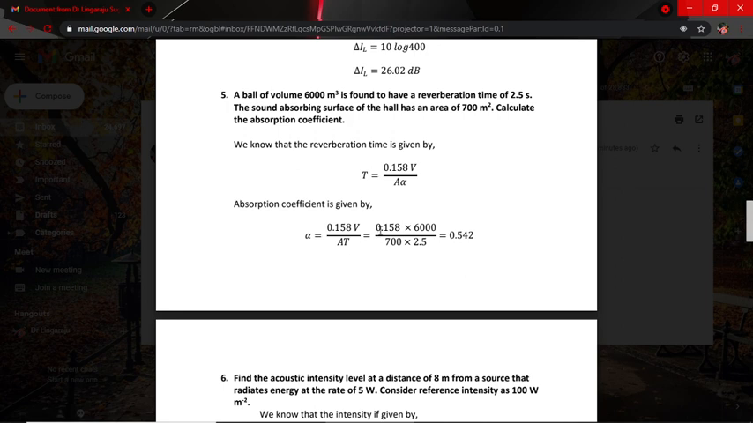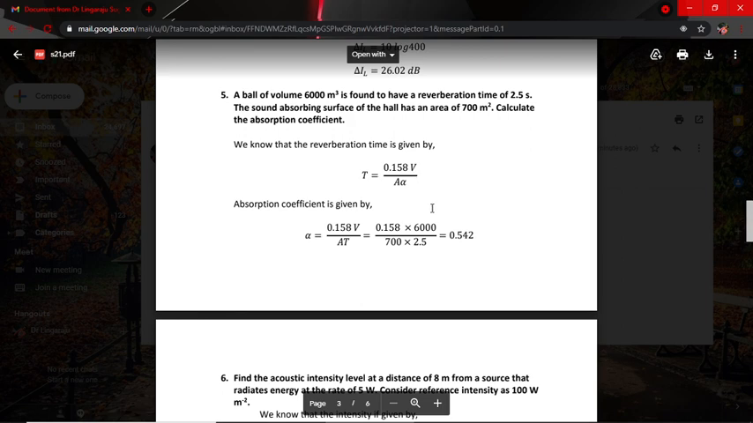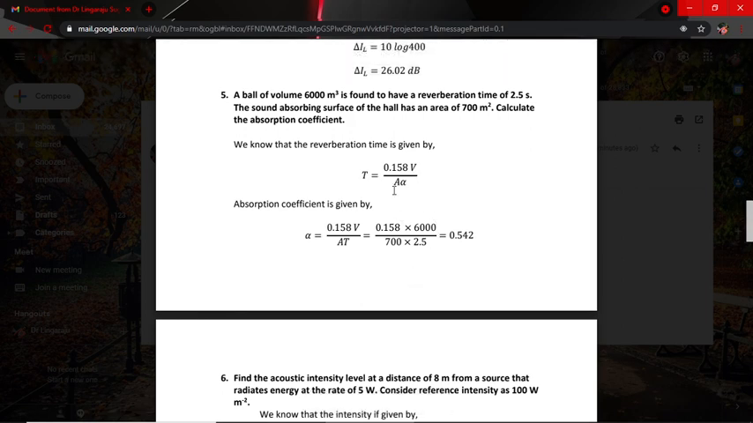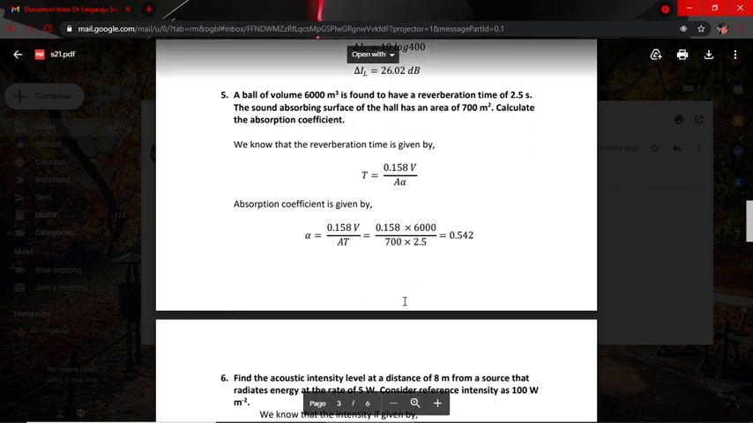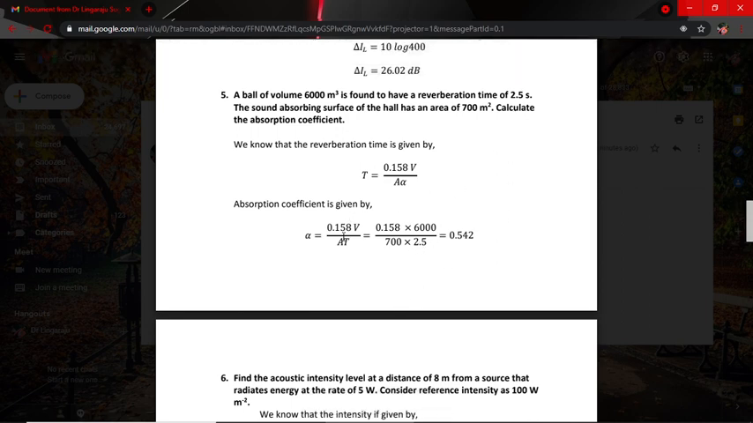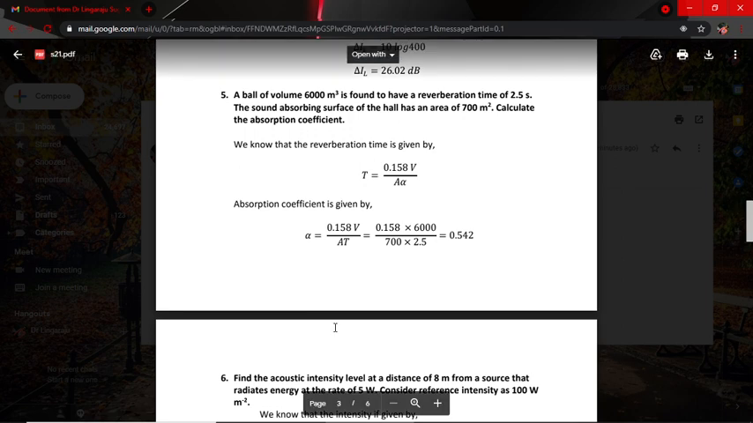That is equal to 0.158 into V. V is given, how much? Volume 6000, divided by the area 7000 into time 2.5. If you calculate all these things, we get 0.542. You see how very simple it is. It is a 5 marks problem, and these are all question paper problems. Very simple and easy way to solve.